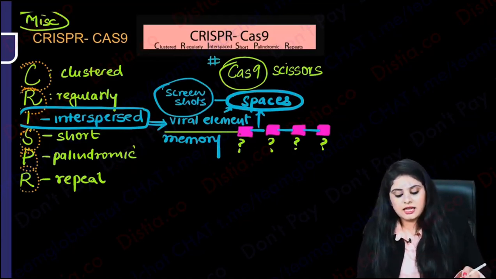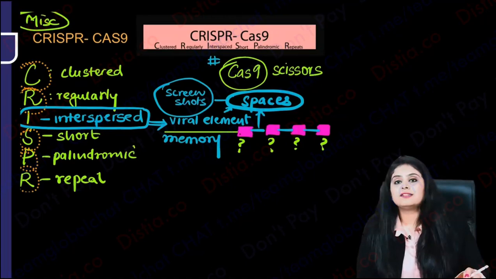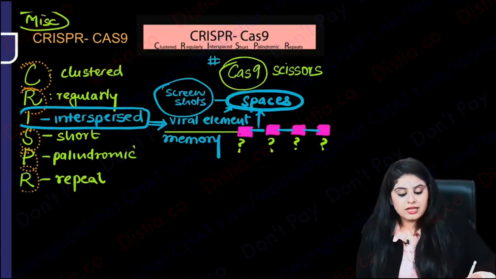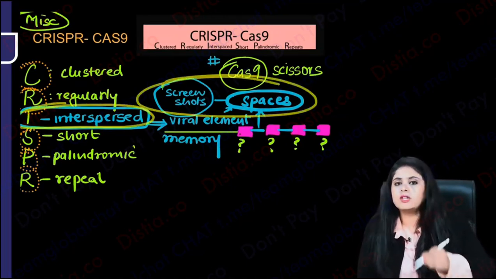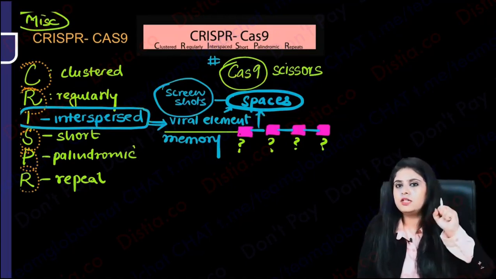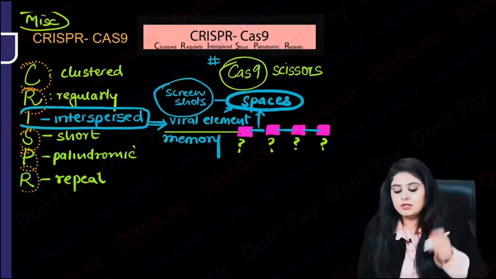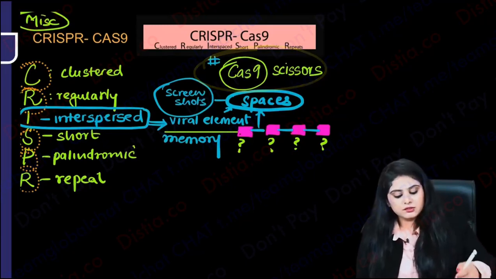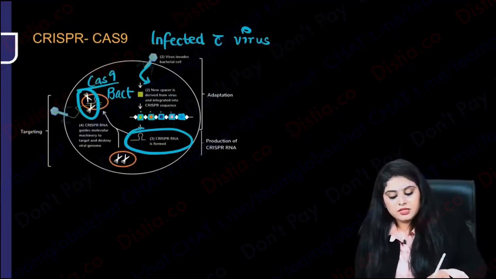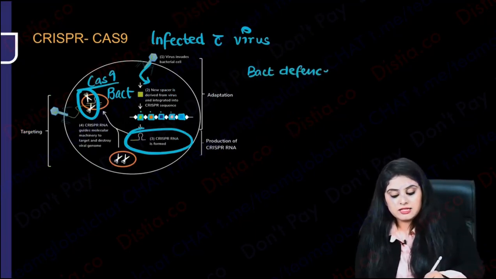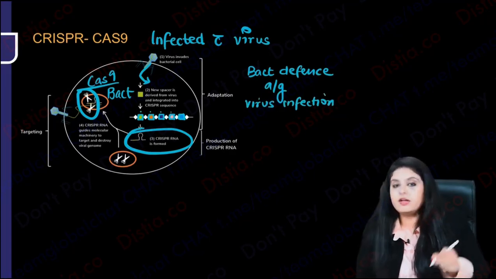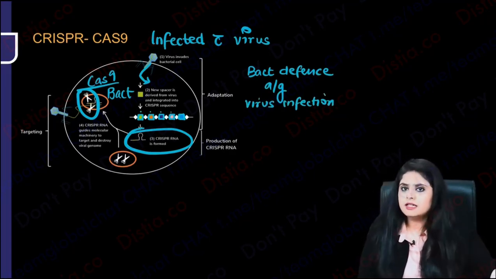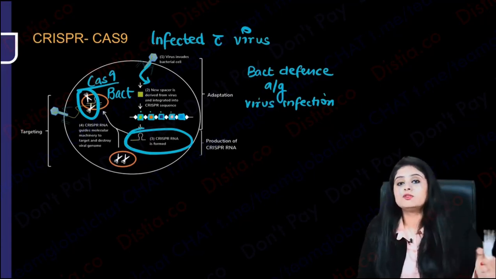So this is the entire concept of CRISPR-Cas9, which means that CRISPR-Cas9 has spaces in which whatever virus had come, I took a screenshot, I kept it in my memory, and how did I kill the virus? With the scissors. So can I say that CRISPR-Cas9 is bacterial defense? The bacteria is using it as a defense against maybe some virus infection, right? So when a virus was trying to infect it, or maybe some other bacteria was trying to infect it, this is how it was doing its defense.